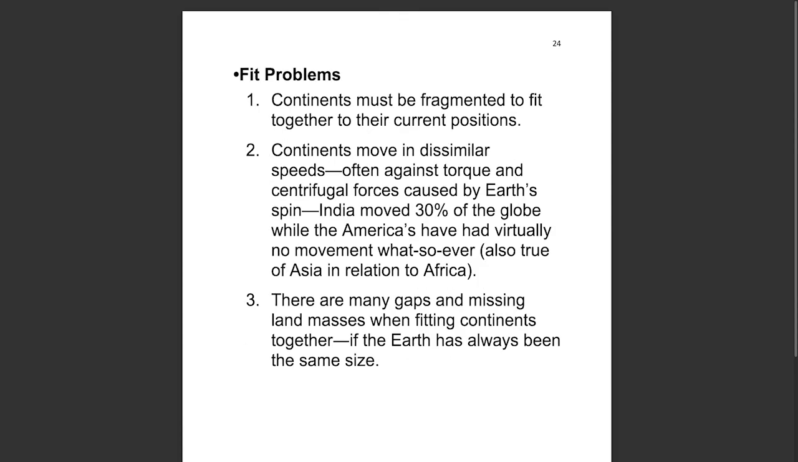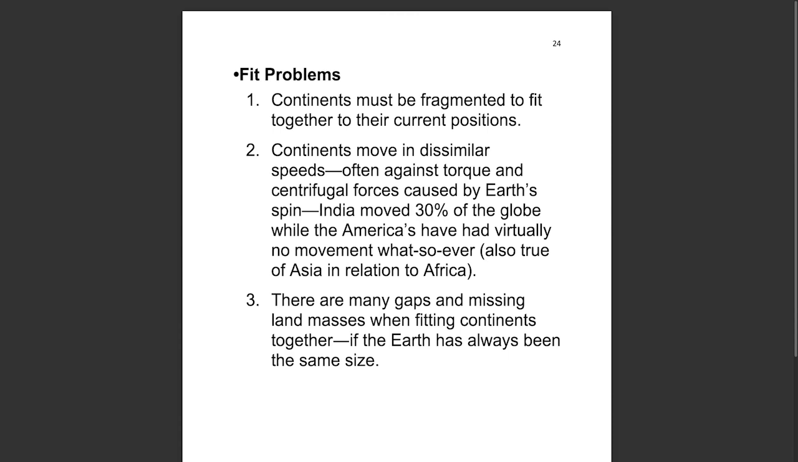Next, fit problems. Continents must be fragmented, in other words, broken up into pieces, to completely fit together to their current positions based on continental drift. Continents are moving at dissimilar speeds, often against the torque and centrifugal forces caused by Earth. India moved 30% of the globe based on the continental drift theory, while America has not moved at all. This is also true of Asia in relation to Africa. It's totally freaking nuts, insane.